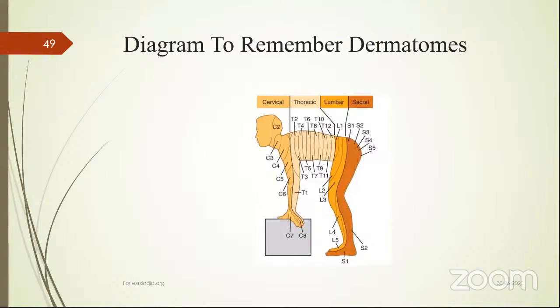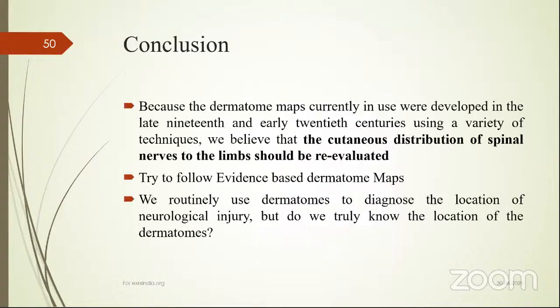So in conclusion, I say that this dermocutaneous distribution, everything should be re-evaluated, because the dermatome maps we get are from 19th century maps. So a lot of research should go on in clinical anatomy, and they have to find a lot of things. As physiotherapists, we can't do that research. So try to follow evidence-based dermatome maps if it is possible.